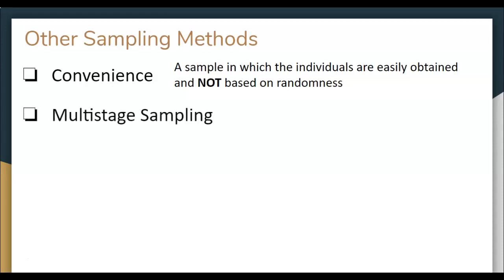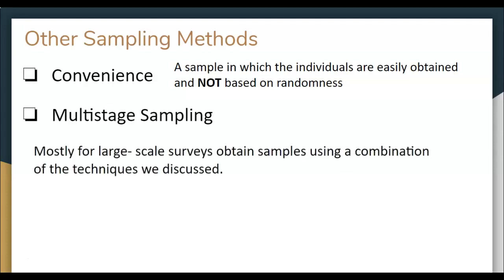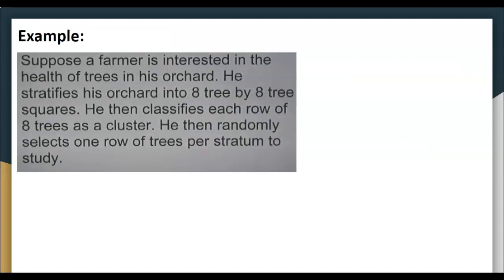The next one is the multi-stage sampling. It is used mostly for large-scale surveys, which obtain a sample using a combination of the techniques we've mentioned: simple, stratified, systematic, and cluster. For example, suppose a farmer is interested in the health of trees in his orchard.